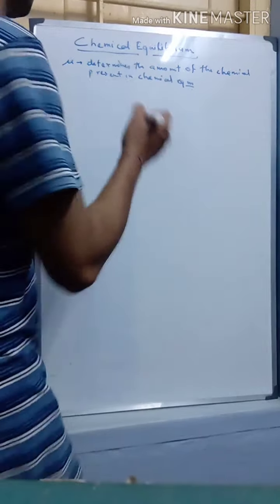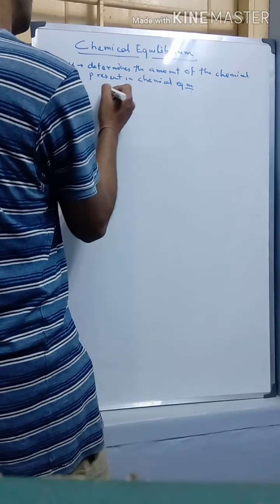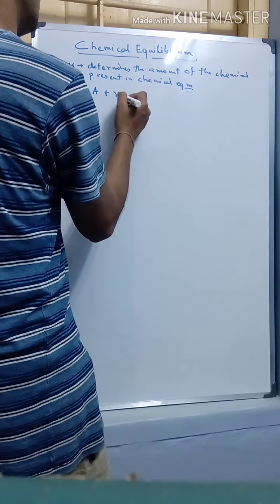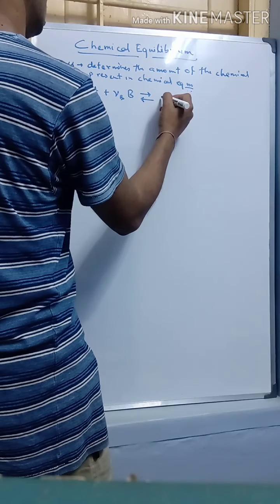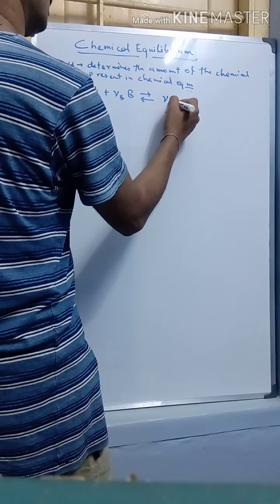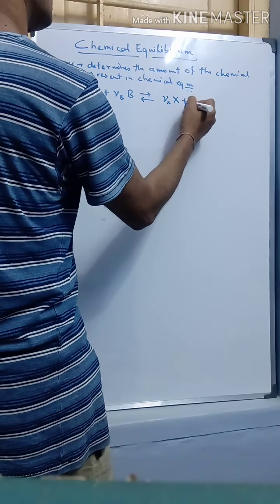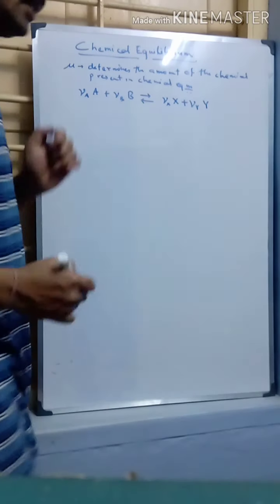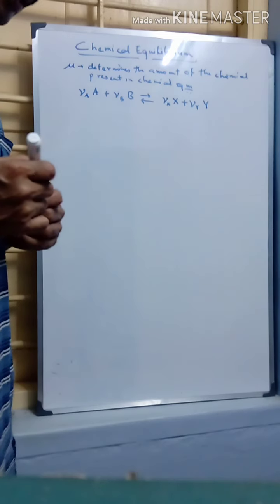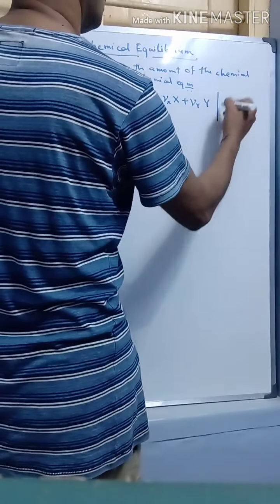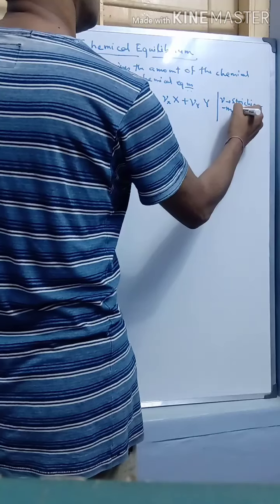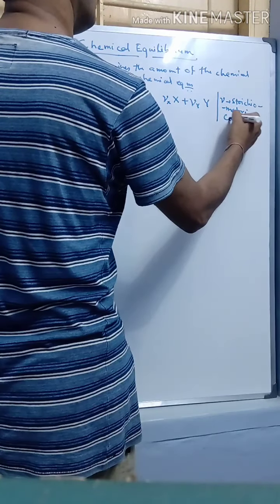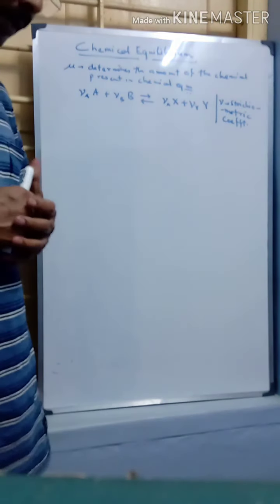Now let us consider a chemical reaction. We have, let's say, a chemical reaction with nu A molecules of A combined with nu B molecules of B, and that is going to give us a reversible reaction with nu X, nu Y. Let's say this is a chemical reaction, and the nu are the stoichiometric coefficients, the amount of the particular molecule required for a chemical reaction.